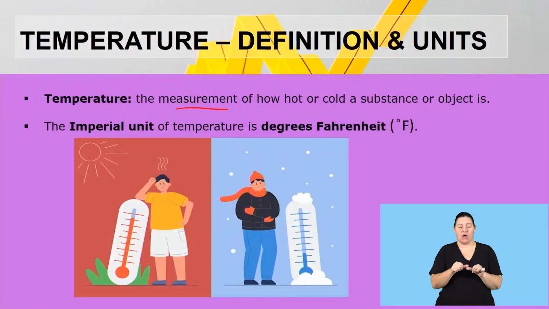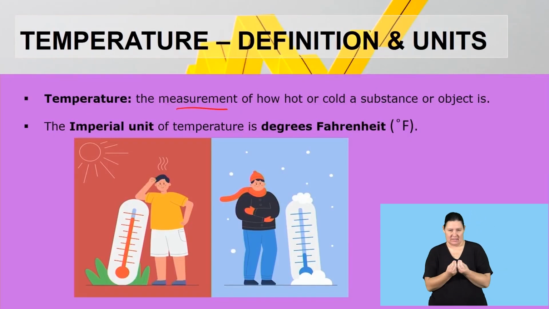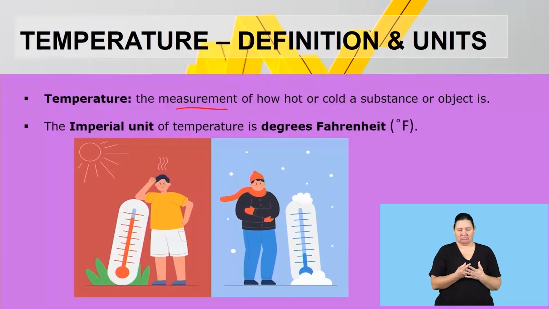Okay, so let's see what is up next. Now we'll be moving on to our section on conversions and calculation involving units of temperature. Okay, so let's quickly go through and get some background information. So I'm saying here that temperature is the measurement of how hot or how cold a substance or an object is. Right? And we already alluded earlier that the imperial unit for temperature is degrees Fahrenheit.